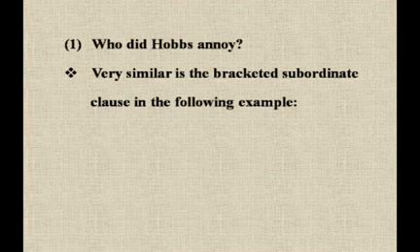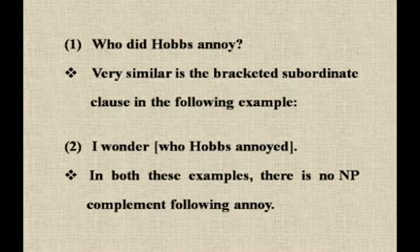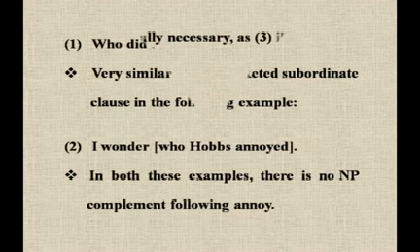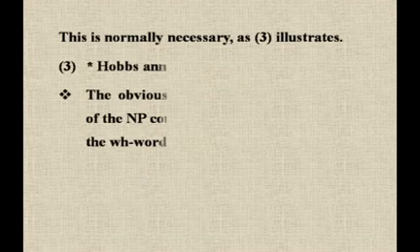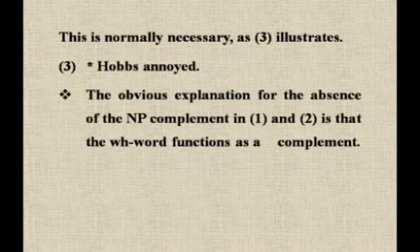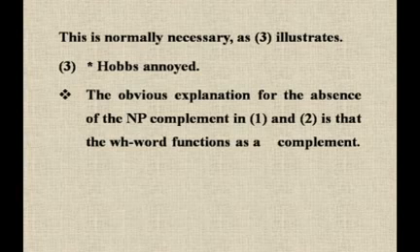Very similar is the bracketed subordinate clause in the following example. 2. I wonder who Hobbs unwind. In both these examples, there is no NP complement following unwind. This is normally necessary, as 3 illustrates. 3. Hobbs unwind. The obvious explanation for the absence of the NP complement in 1 and 2 is that the WH word functions as a complement.